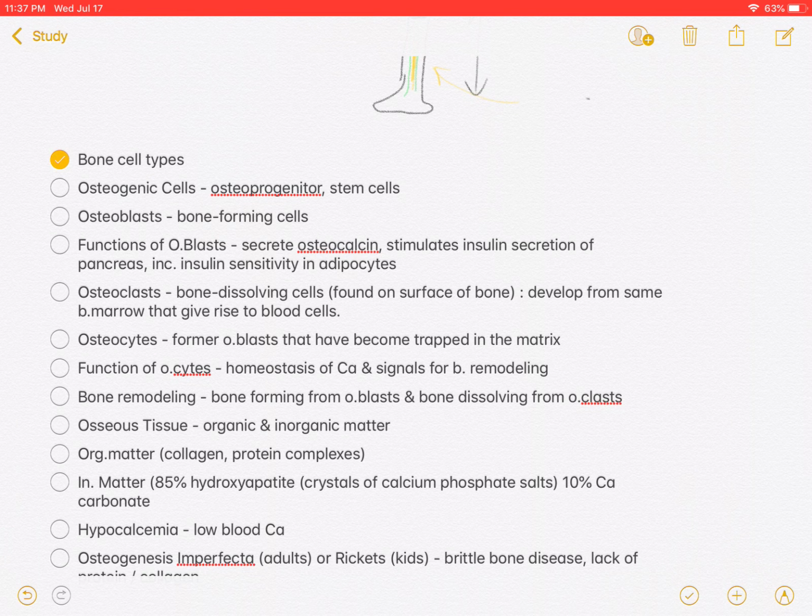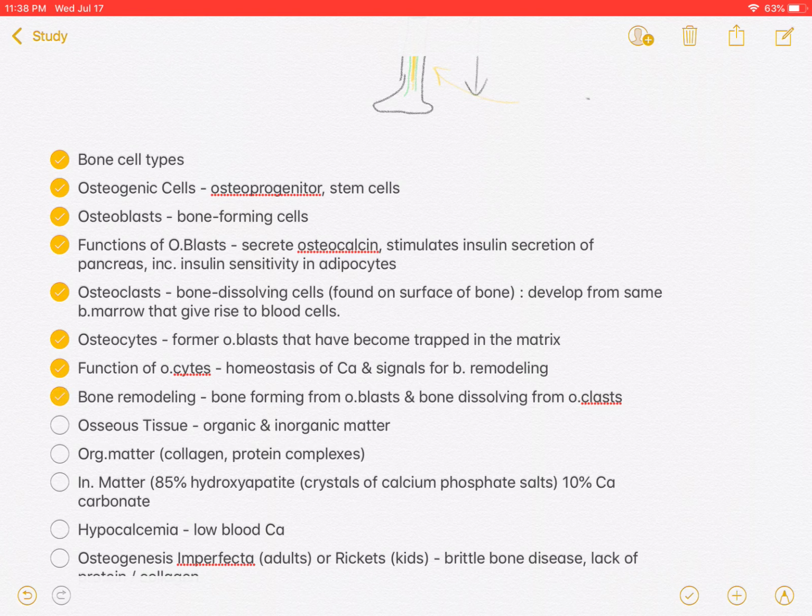So we saw bone cell types. We have our osteogenic cells, our osteoprogenitor, our stem cells. We have our osteoblast for bone forming. We have the functions of the osteoblast, 2 secretions, 2 that have to do with insulin. Remember it that way. Osteoclast, we have bone dissolving cells. They're found on the surface of the bone, developing from the same bone marrow that gives rise to blood cells. Osteocytes, they're former osteoblasts that have become trapped in the matrix, right? The bone matrix, right? Spongy bone. Function of osteocytes, just remember homeostasis of calcium, and it also signals for bone remodeling.